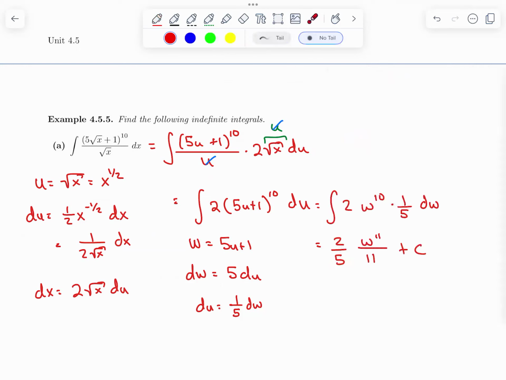What's going on here is that the 2 and the 1/5 are out front. The integral of w to the 10th would be w to the 10 plus 1 over 10 plus 1, or w to the 11th over 11 plus constant c.